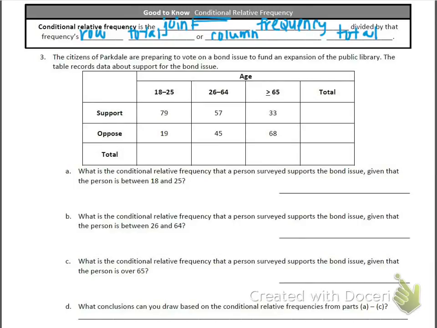So it did not give us the totals yet. So let's fill out the totals column. The chart gave us the joint frequencies, right? So we need to fill in the marginal frequencies. So how many people total supported the issue? 79 of 18 to 25-year-olds, 57 of 26 to 64-year-olds, and 33 of 65 or older. How many people total supported the issue? Did anybody get it yet? 169.